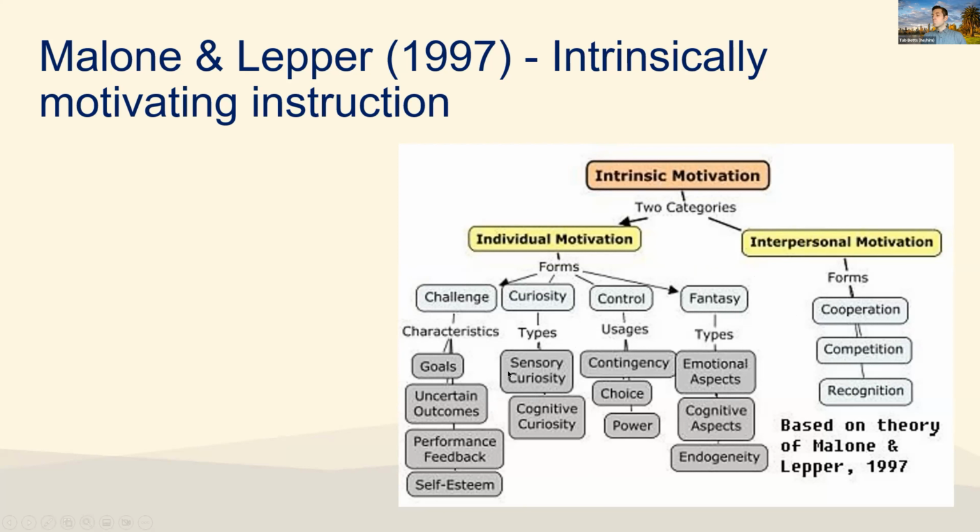Curiosity, so building sensory curiosity by having things that have aesthetic appeal as well as intellectual appeal, and the intellectual appeal comes into the cognitive curiosity, so trying to stimulate cognitive curiosity as well. And then giving them a sense of control, so actually being able to self-determine their learning journey, having power, having choice, having contingency.